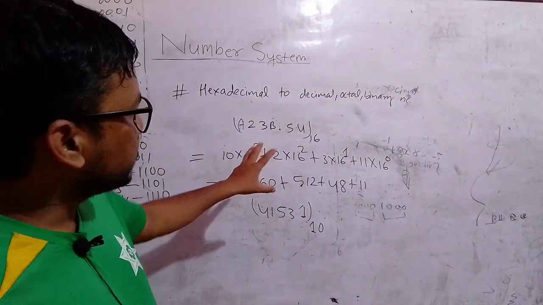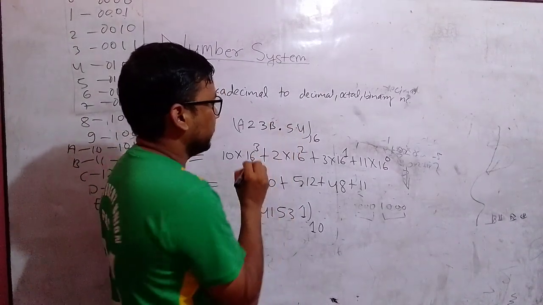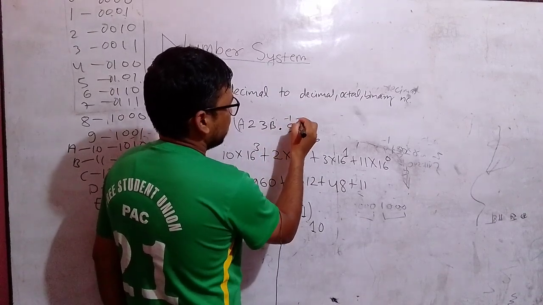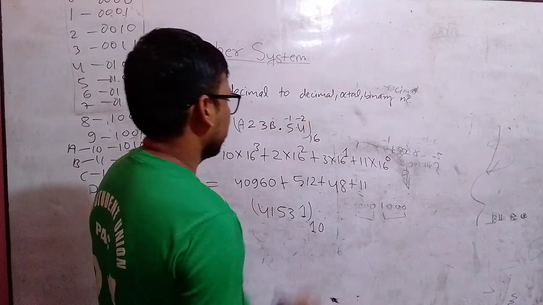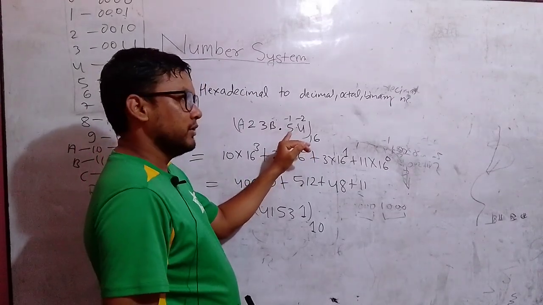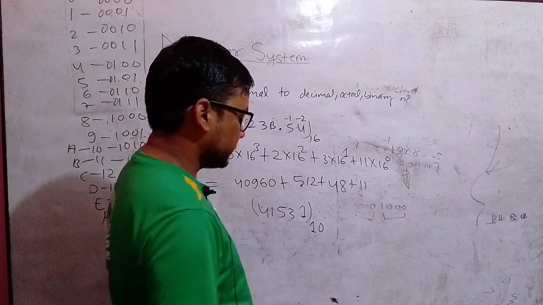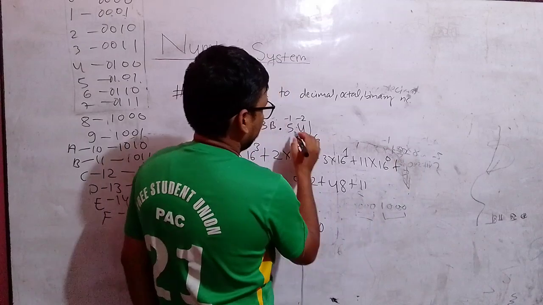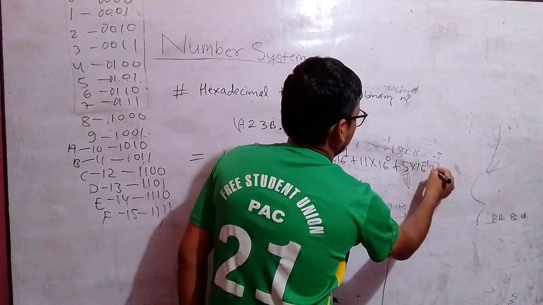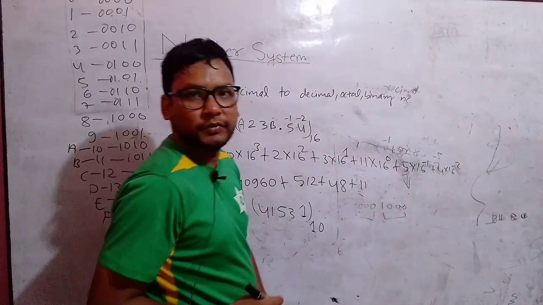How to convert? We use the same procedure for the fractional part also. After this decimal point, we give the positions -1, -2, and so on. There are only two symbols, so the first symbol's position is -1 and the second symbol's position is -2, and we do the same thing. Here we write a plus, which is 5 into 16 to the power -1 plus 4 into 16 to the power -2. We write it in this way.